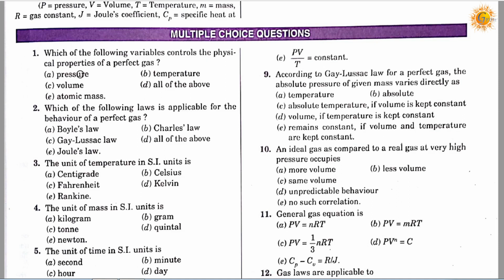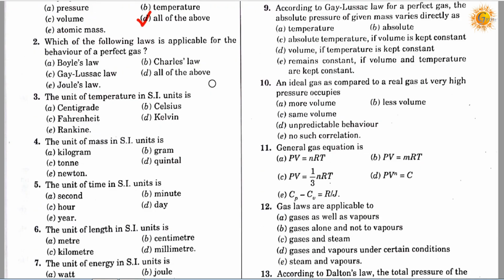So the first question is: which of the following variables controls the physical properties of a perfect gas? Option A is pressure, option B is temperature, option C is volume, option D is all of the above, and option E is atomic mass. So the correct answer is D, all of the above.